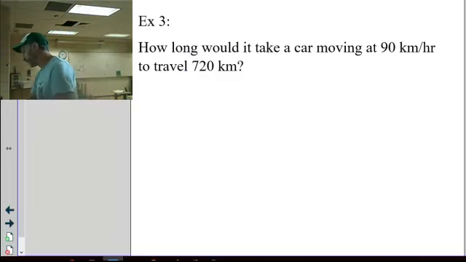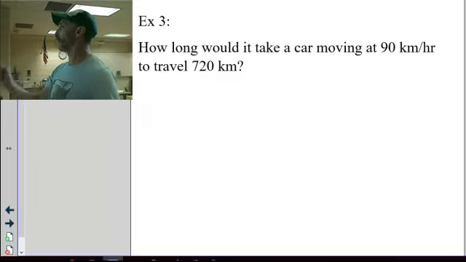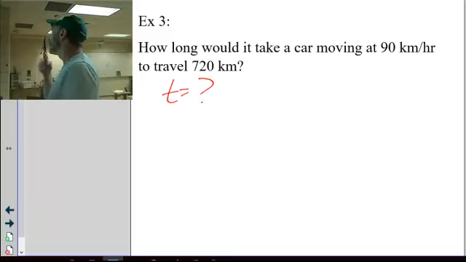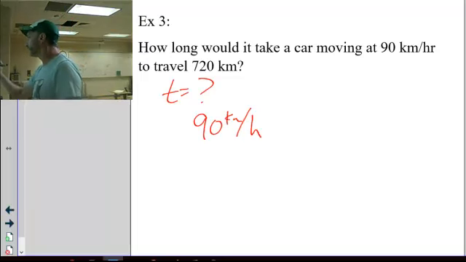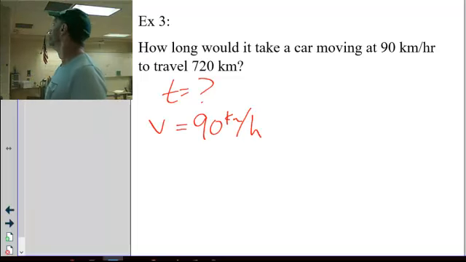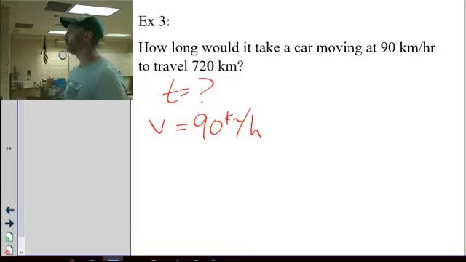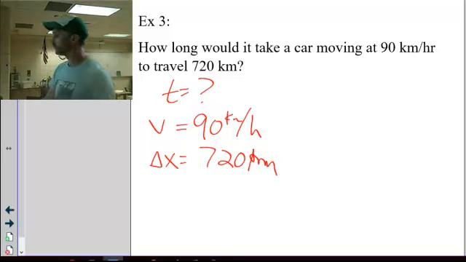So this one's kind of the same thing. Here we're solving for time. I'm just showing you that you're going to be solving for different stuff. So how long would it take? We're looking for the amount of time it's going to take for a car moving at 90 kilometers an hour. So that's a rate, that's my velocity. It doesn't say anything about the direction, so let's just assume that we're going forwards and we'll make everything positive. And the question wants to know how long it's going to take us to go forward 720 kilometers.